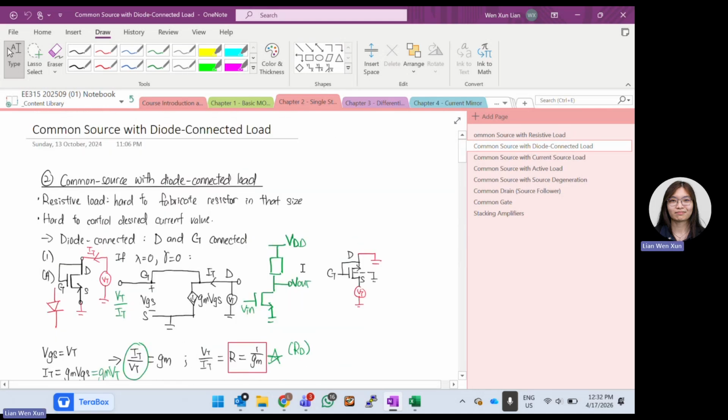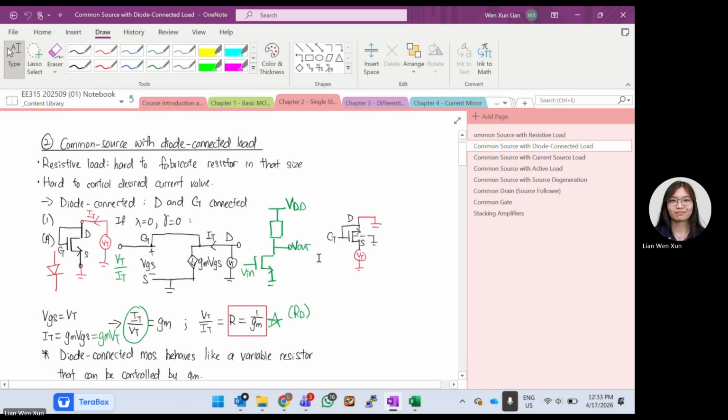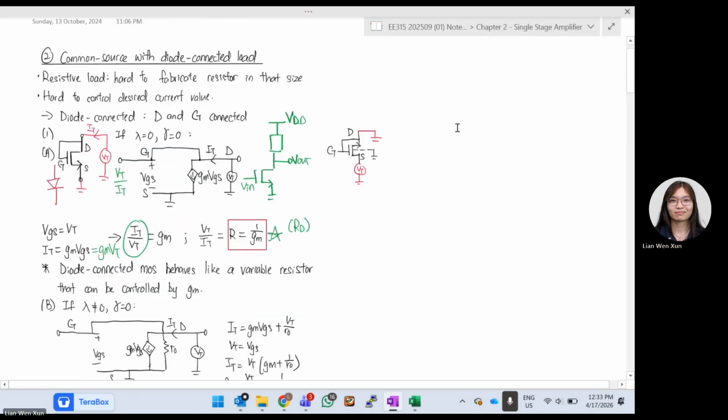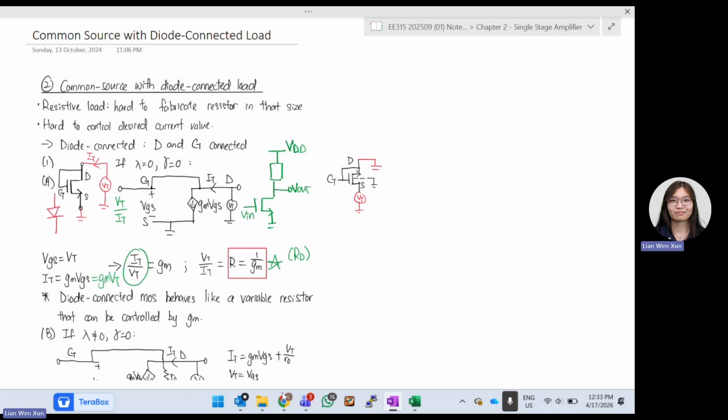Okay, for diode connected, actually, I don't hope to start today because once we start diode connected, it will take a long time. Okay, then let's just take attendance and end today's class.